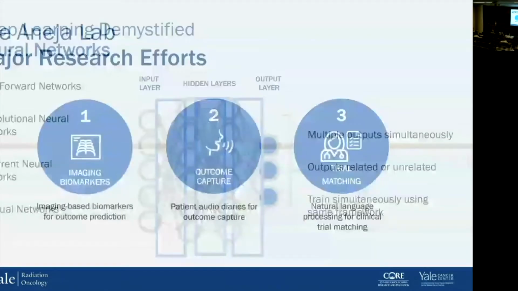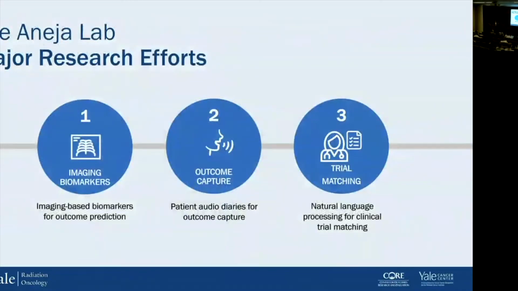So we have 3 major research efforts within our lab. First is imaging-based biomarkers, using image analysis, using a deep learning platform to identify outcomes. The second is that we analyze audio data from patients in a collaboration with Amazon in order to model patient-reported outcomes. And the last is that we analyze clinical trial information to match clinicians to clinical trials using text data.